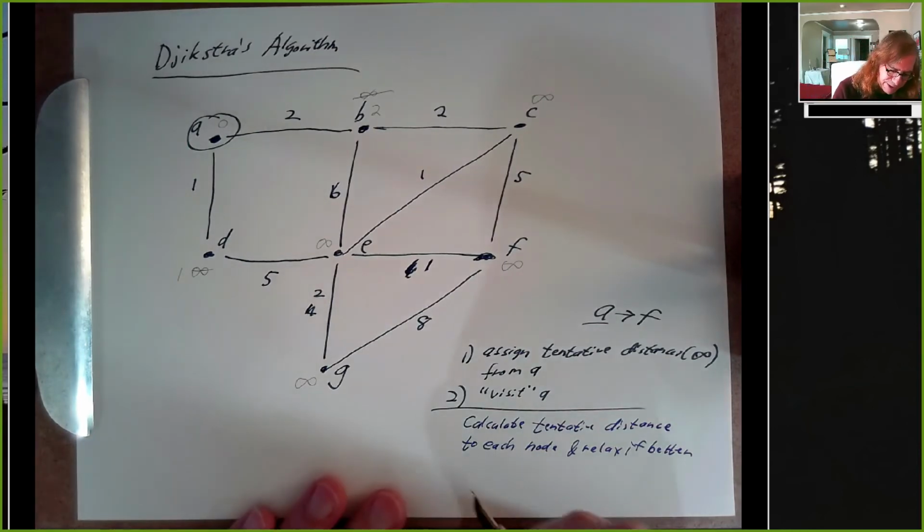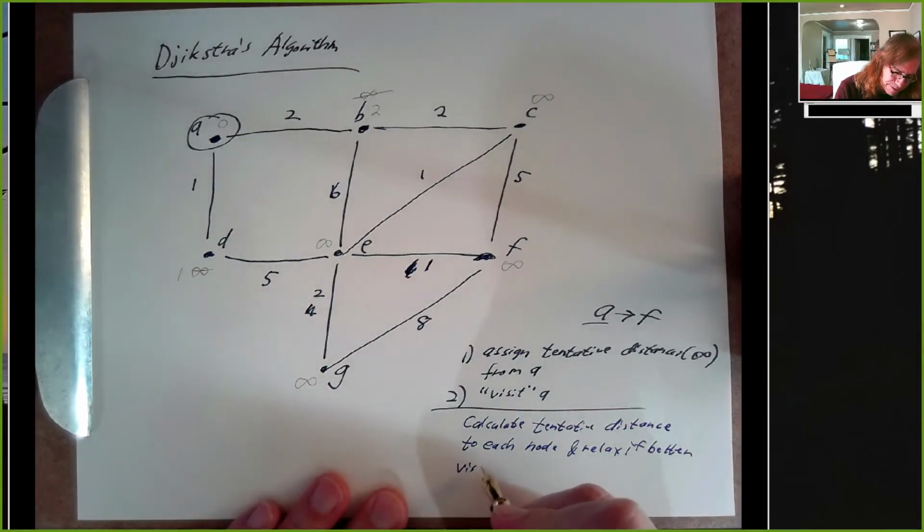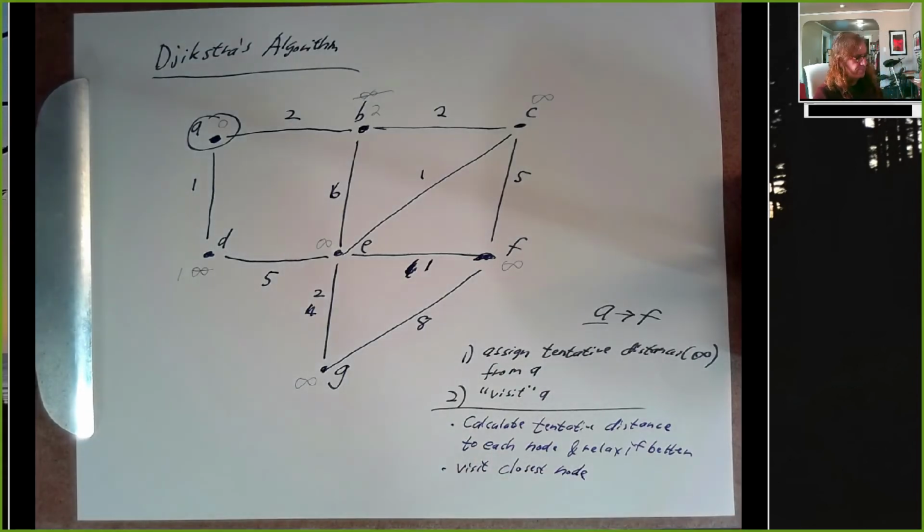All right, and then we're going to visit the closest node. So we're going to look at all the nodes we haven't visited yet and say which one is closest. And we're going to mark that one as visited. If there are 2 nodes that are the same distance, it doesn't matter which one we pick.